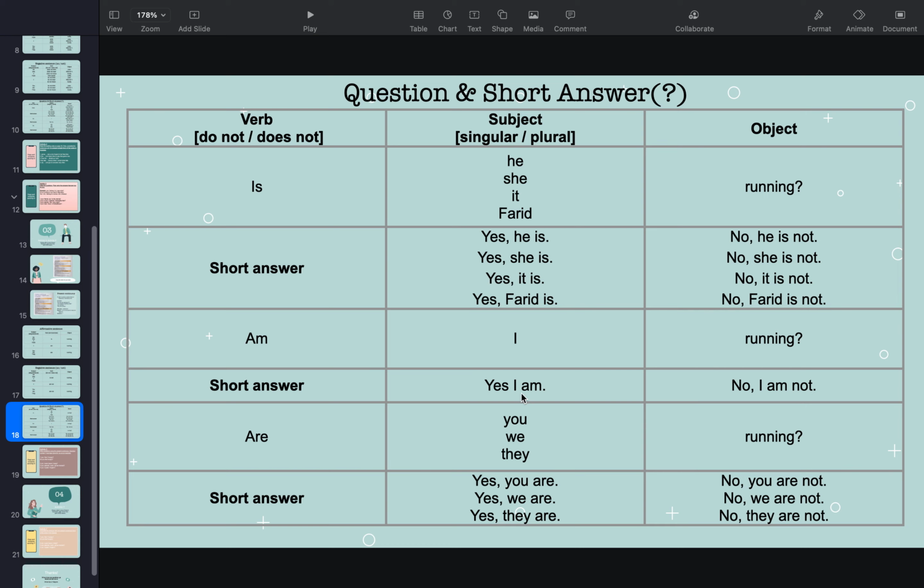Am I running? Yes I am. Kalau orang tu I, mesti am juga. Am I running? Yes I am. No I am not. Short answer for plural noun pula. Are you running? Yes you are. No, you're not. Okay?